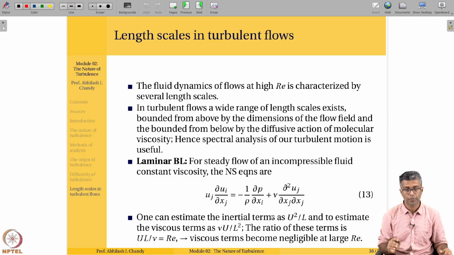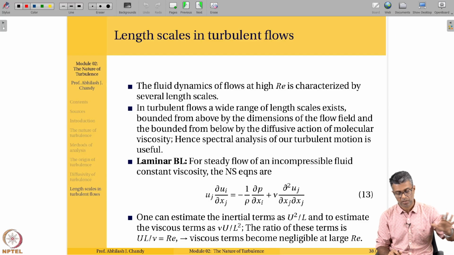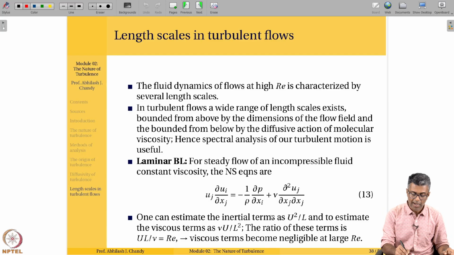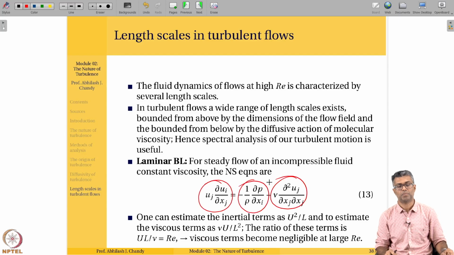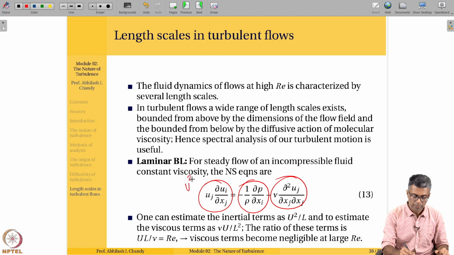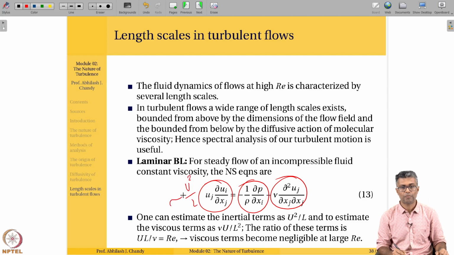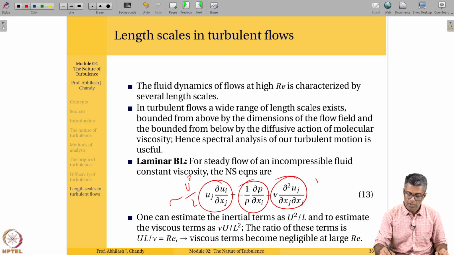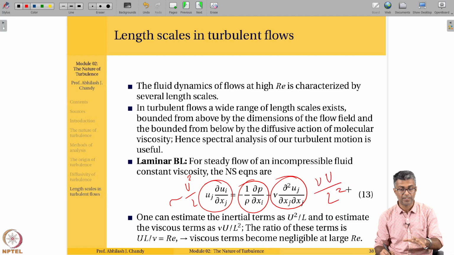It's a steady equation, so the unsteady term does not exist. We have neglected it. We have the inertia term, we have the pressure gradient term, and we have the viscous term. And we can estimate the inertial terms as u squared over L, order of magnitude, and the viscous terms as nu u over L squared. We did this earlier.